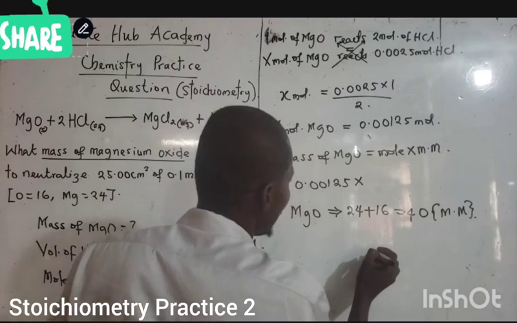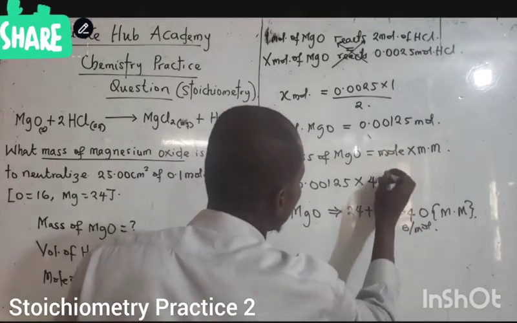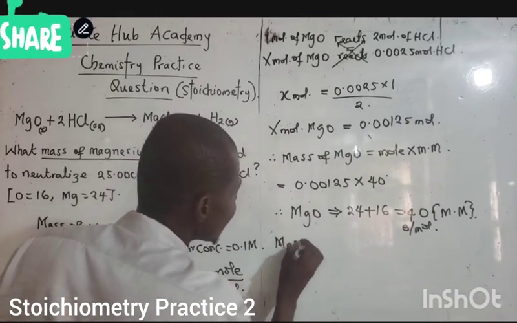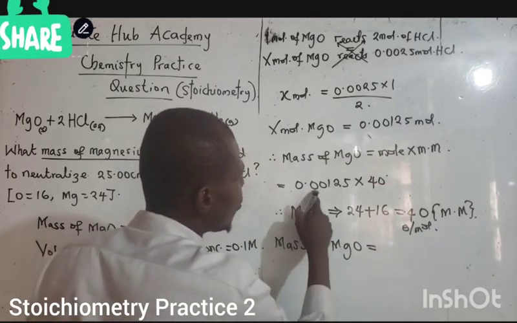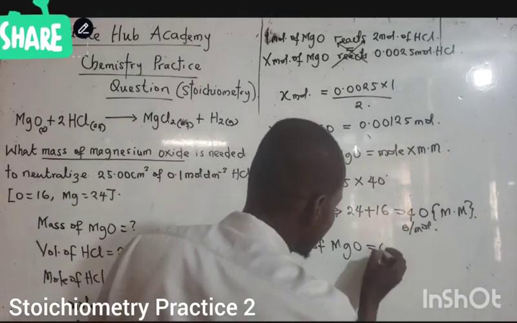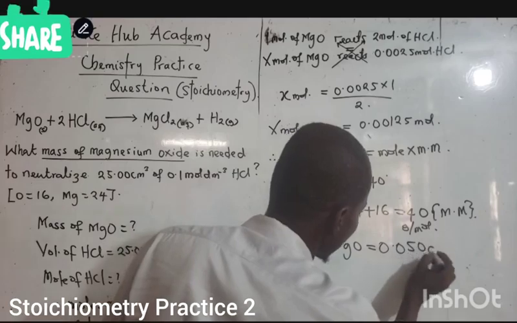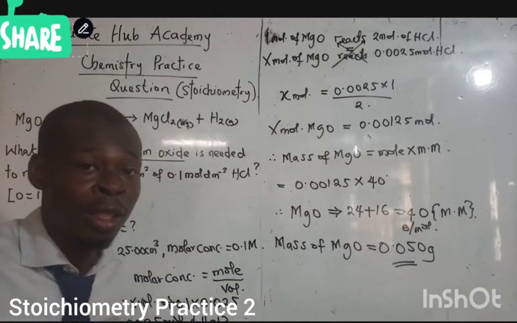So from here, we can put the value here, and then the mass of MgO becomes 0.00125 multiplied by 40. What would that give us? 0.05. So this is the mass of MgO reacting in the question.